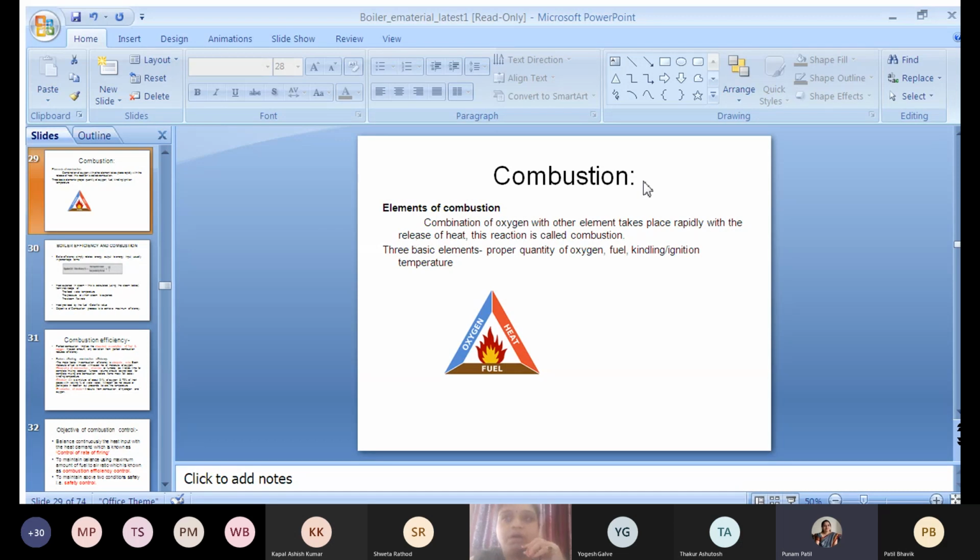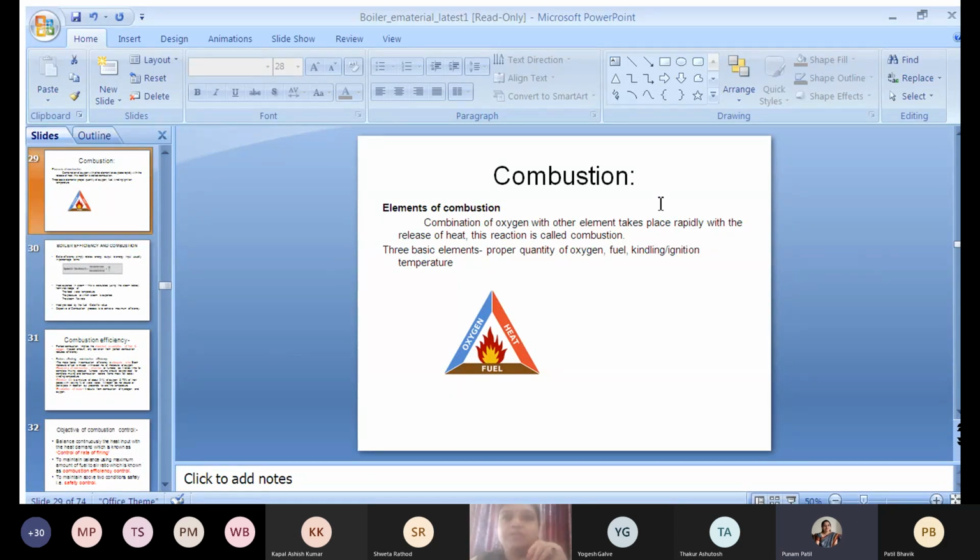Combustion control in the boiler. Before combustion control, you should know the objectives of combustion control and the factors affecting combustion control, or combustion efficiency, we can say. So first, combustion. What is combustion?